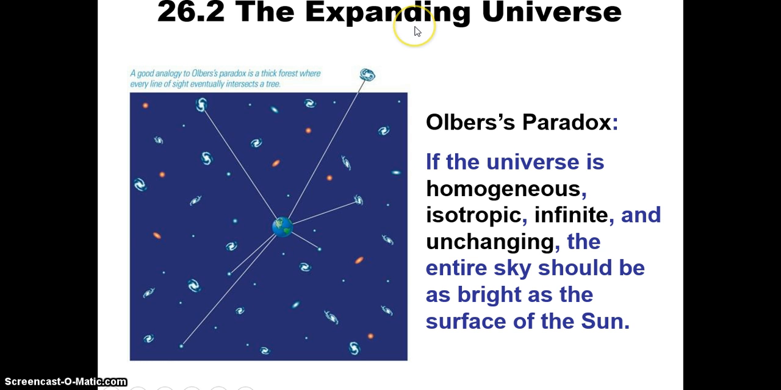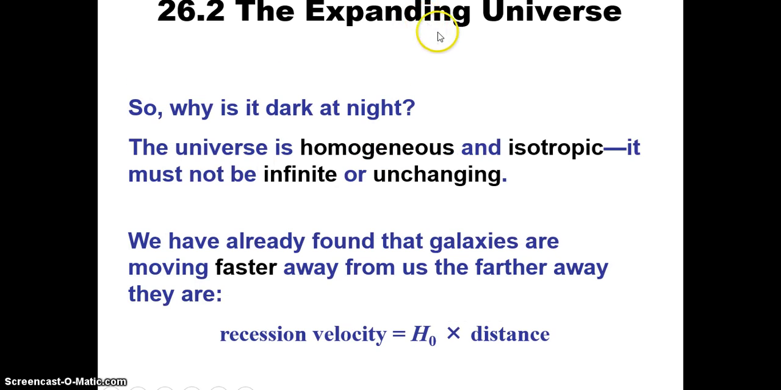Now, of course, we can solve Olbers' paradox by realizing that the universe is not infinite and it's not unchanging. It is in fact very much finite, and it has changed since the beginning of the universe. And in fact, we can work out, as you're about to see, from Hubble's constant how long ago the universe began.